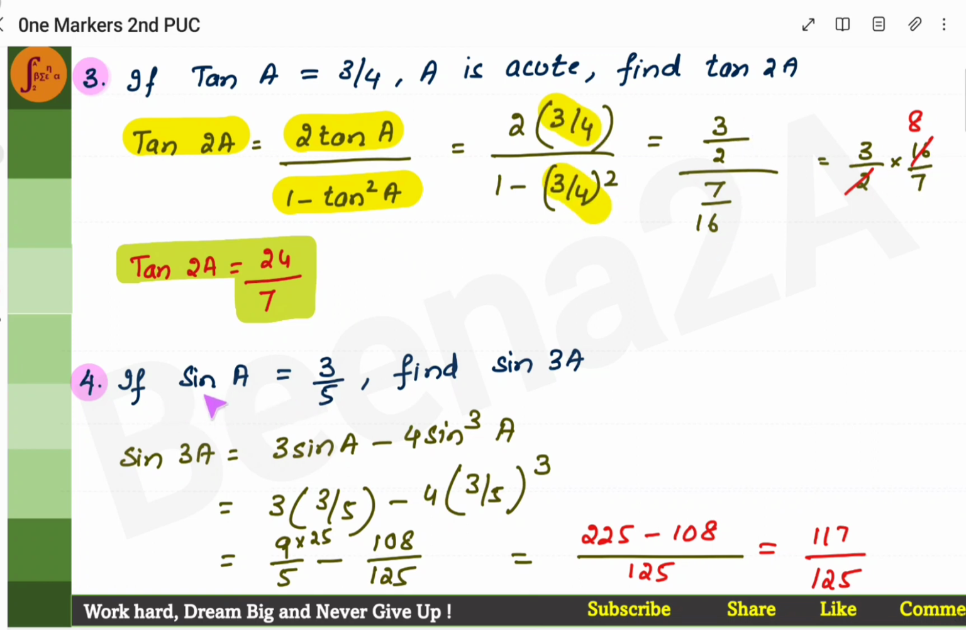Next, if sin A is 3 by 5, find sin 3A. Now, you will have to remember the formula. Sin 3A is 3 sin A minus 4 sin cube A. Right? Sin 3A, 3 is there, and 4 sin cube A. Now, you substitute. Sin A is given. Substitute, and you will get the final answer.